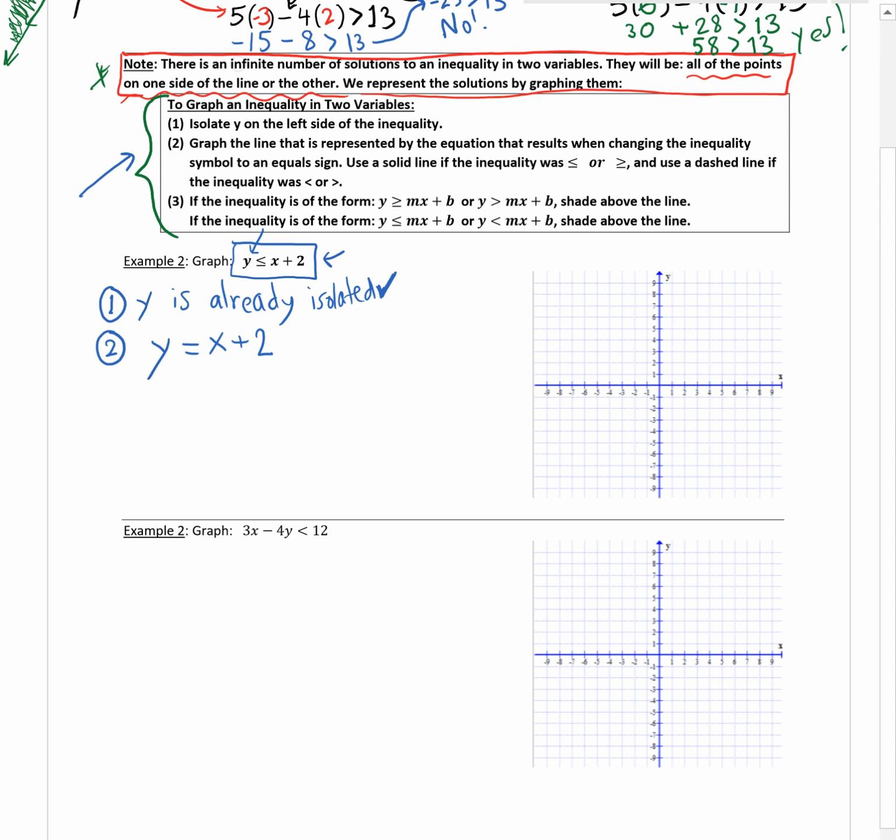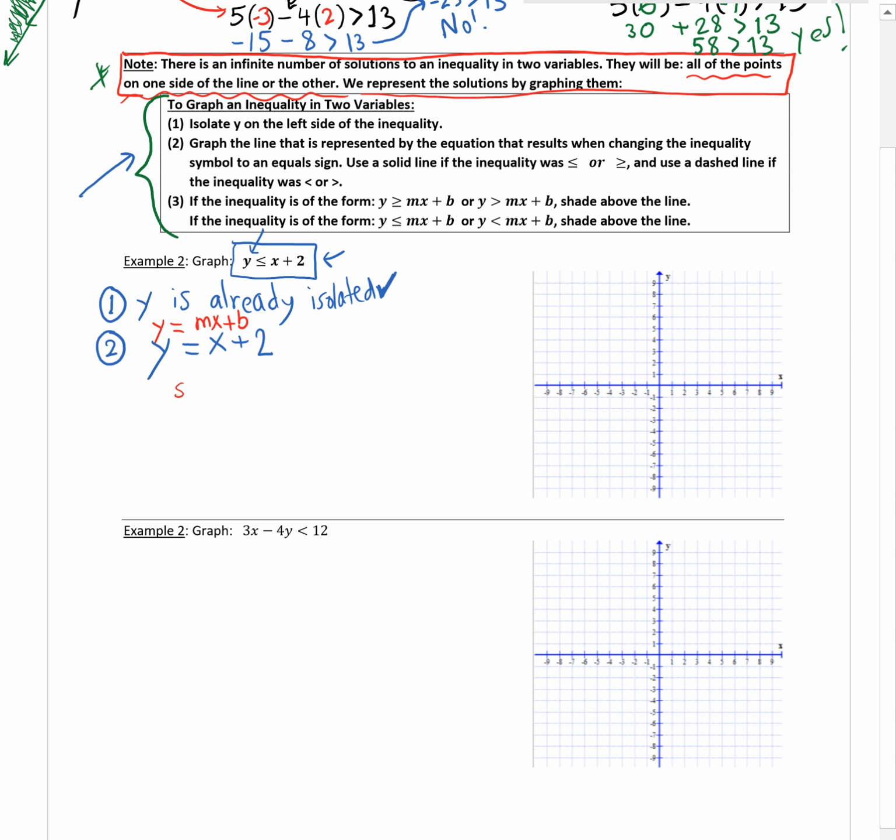So now instead of y less than or equal to x plus 2, I'm picturing this as y equal to x plus 2. And at this point, since you're just graphing the line, you have the freedom to use whatever method. But I notice this is already in that y equals mx plus b form. So I might use the slope and y-intercept to graph this.